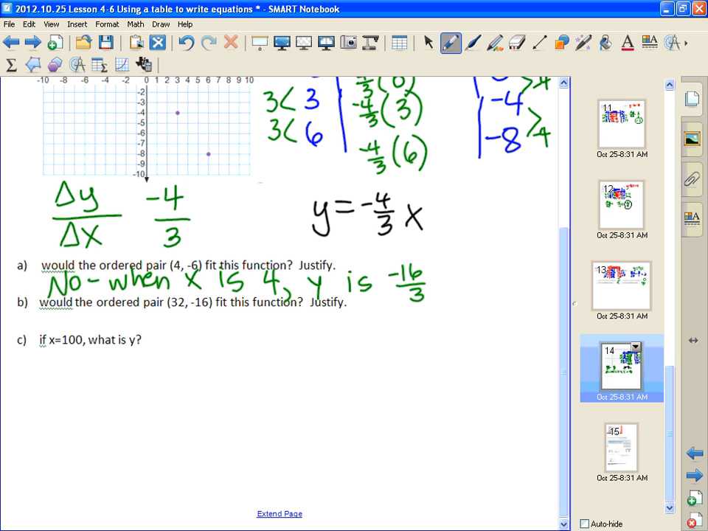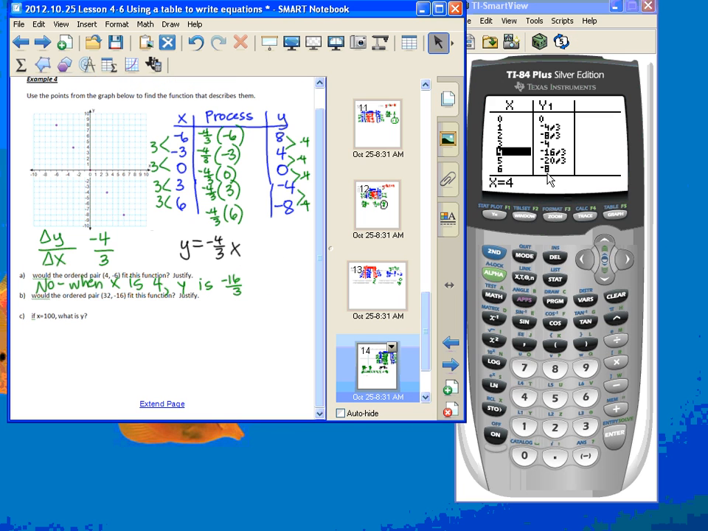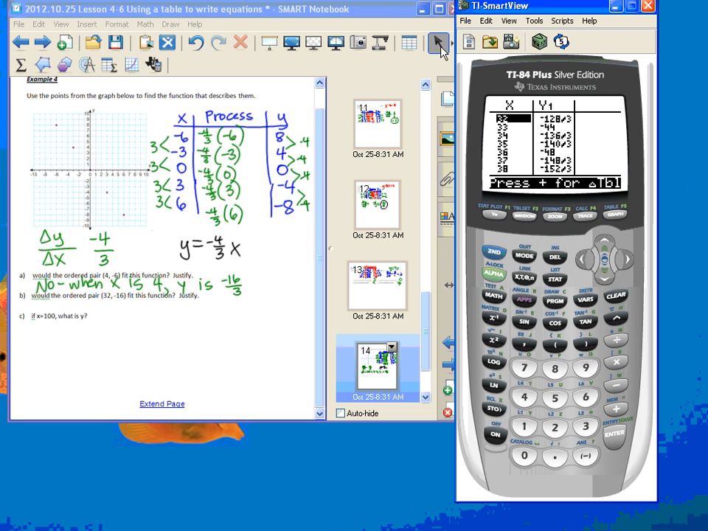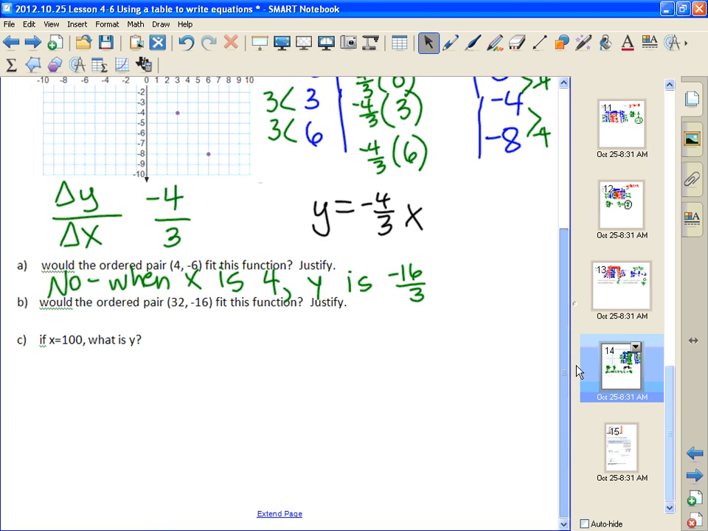Then on B, it says, would the ordered pair 32, -16 fit the function? So we've got to find 32. Instead of scrolling all the way to 32, what can I do? Second window, and type in 32. Okay, so when x is 32, y is -128 over 3. So would the ordered pair 32, -16 fit? No. And it's about the same reason. When x is 32, y is -128 over 3.